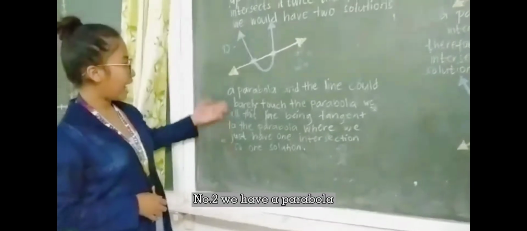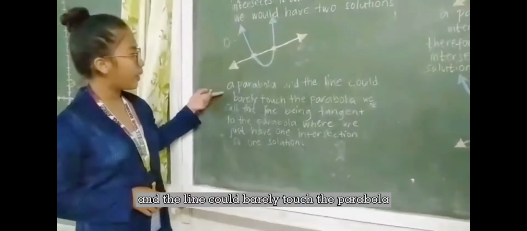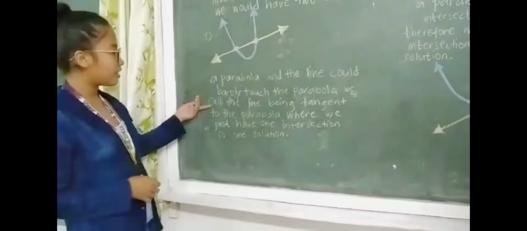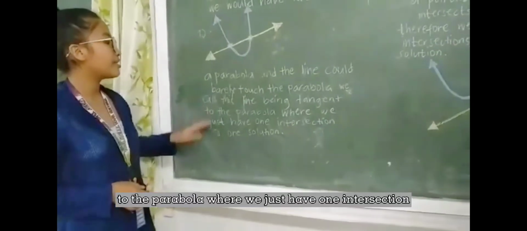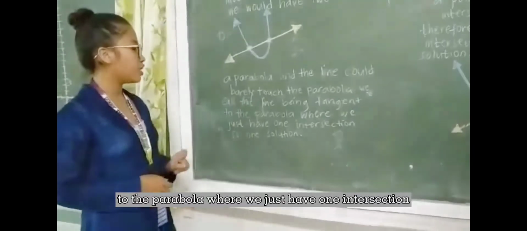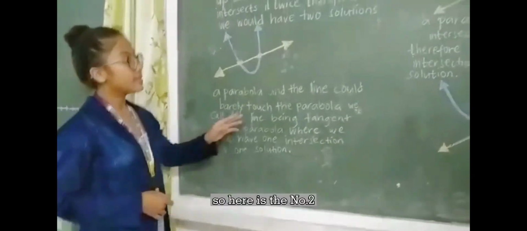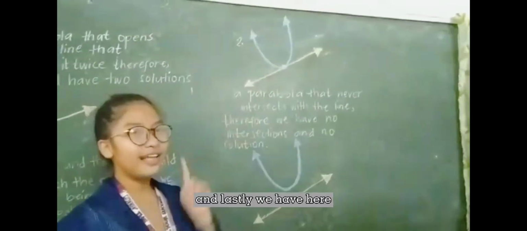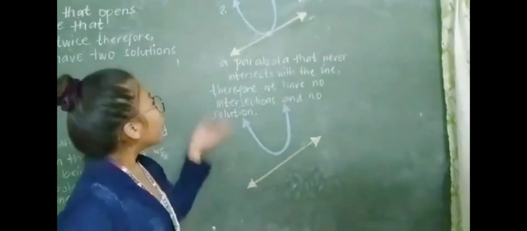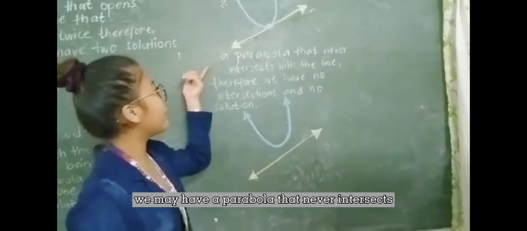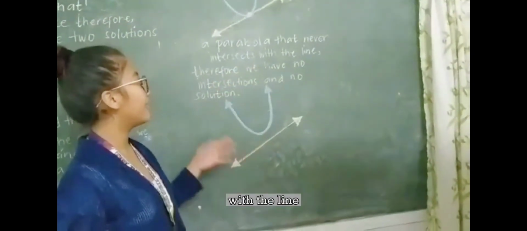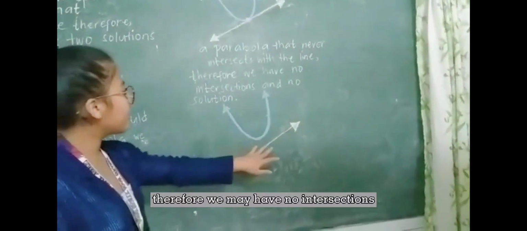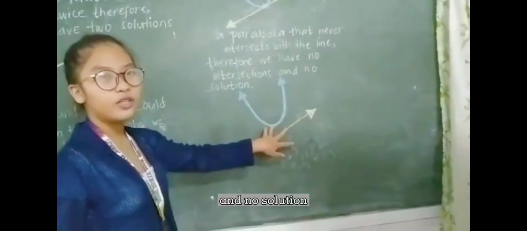Number 2, we have a parabola and the line could barely touch the parabola. We call this line being tangent to the parabola, where we just have one intersection, so one solution. And lastly, we might have a parabola that never intersects with a line. Therefore, we may have no intersections and no solution.